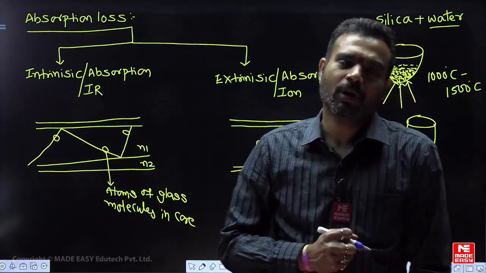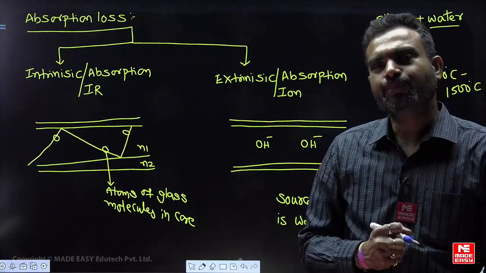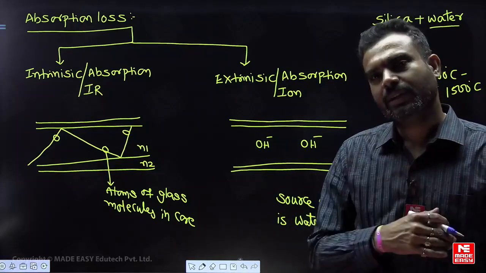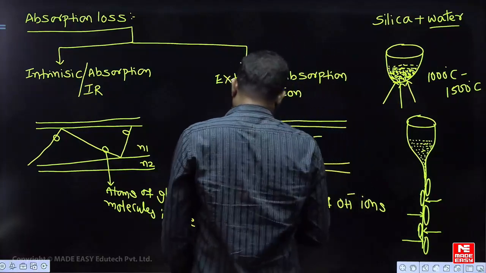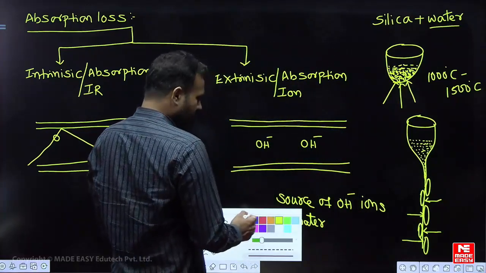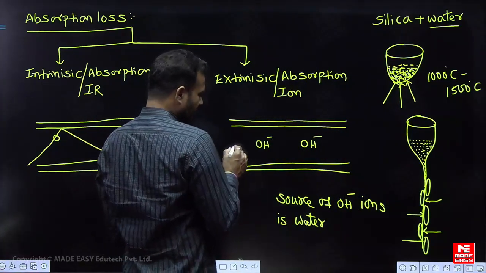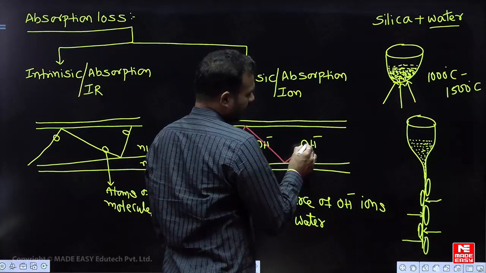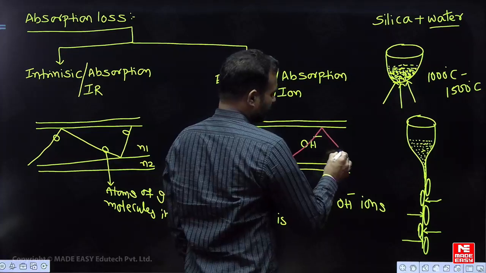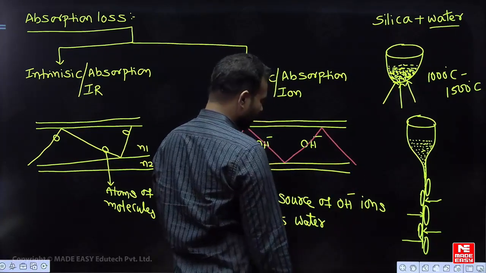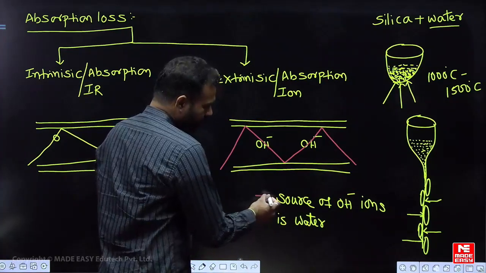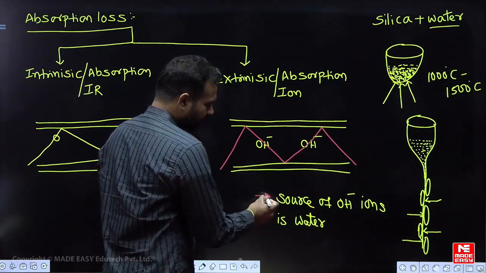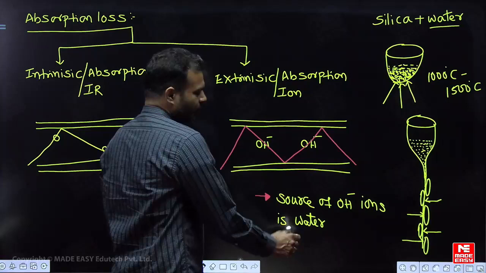Because of this absorption, the amount of power received at the end of the fiber is very less. When I send an electromagnetic signal, light, through it, it is absorbed and the strength becomes very, very less. The source of the OH minus ions is very important: it is water.